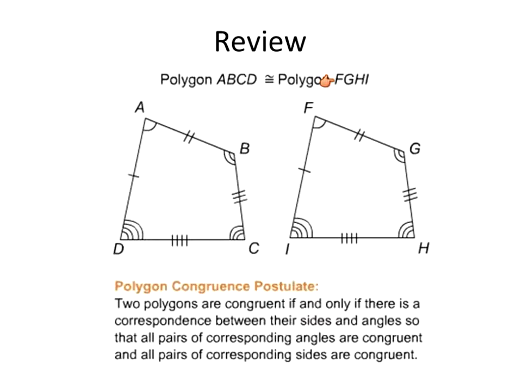So I know two polygons are congruent from this postulate if and only if there is a correspondence between their sides and angles, so that all pairs of corresponding angles are congruent and all pairs of corresponding sides are congruent. That means all the sides have a pair that is congruent, and all the angles match to something in the other one and are congruent, and they're in the same locations as well. This one is in the same location as this one, and so on.